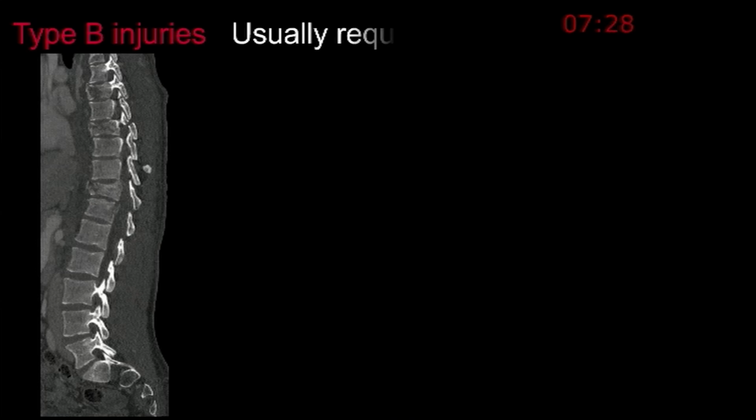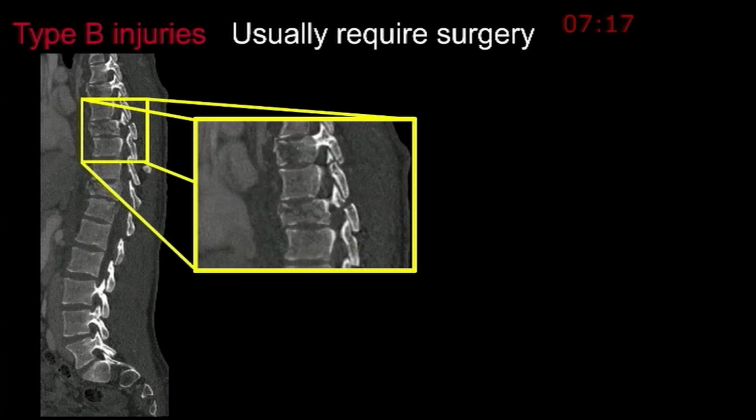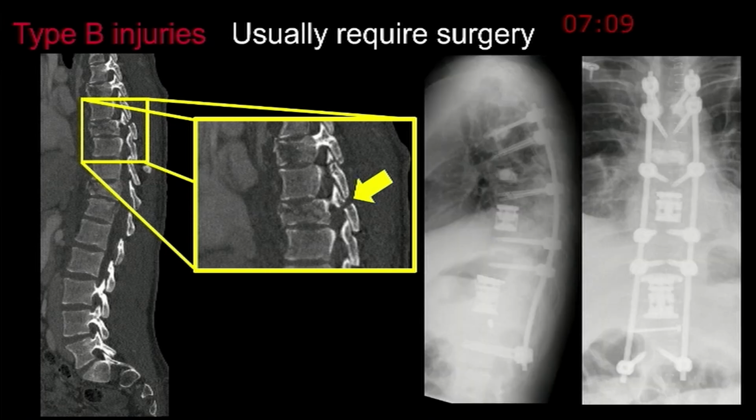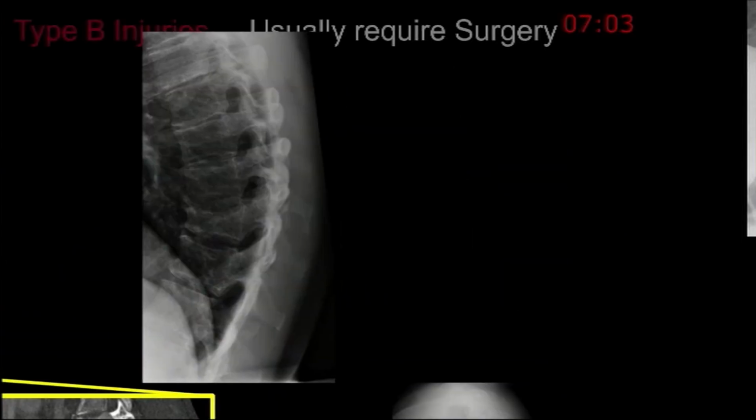Type B injuries usually require surgery. And this is because the stability of the spine is impaired in all 3 columns. So like in this patient, you see there's a clear involvement of the posterior facet. It's an unstable injury, and I did a percutaneous posterior fixation from above and below with anterior support surgery.